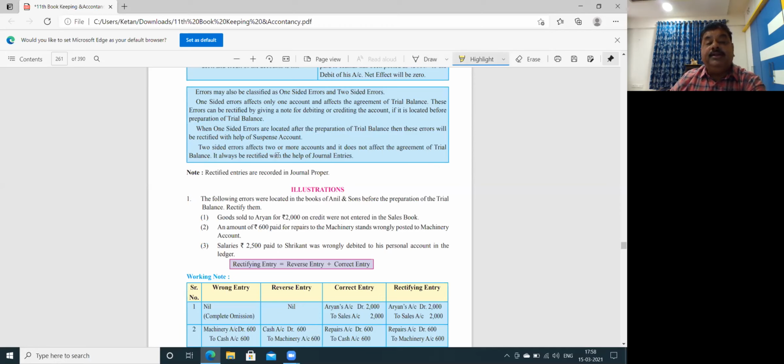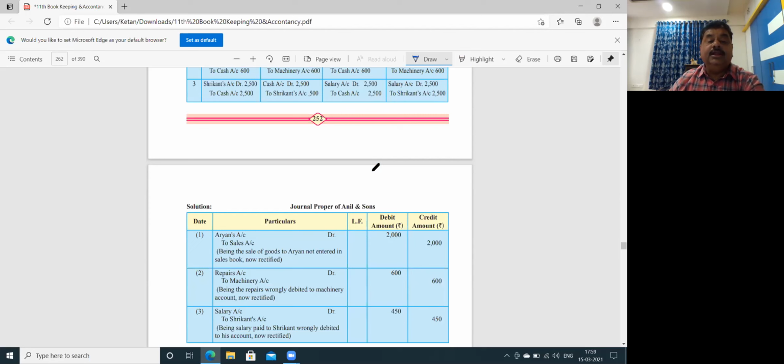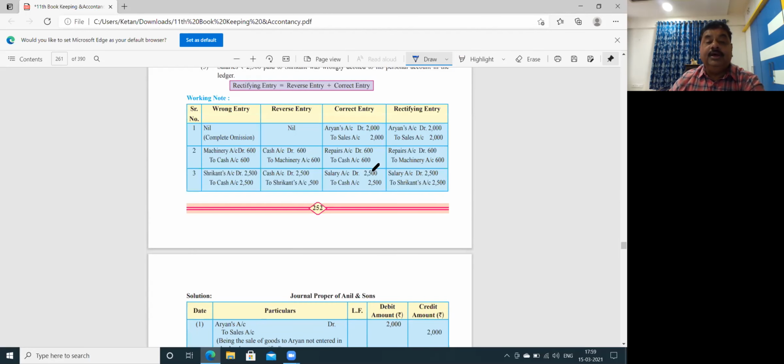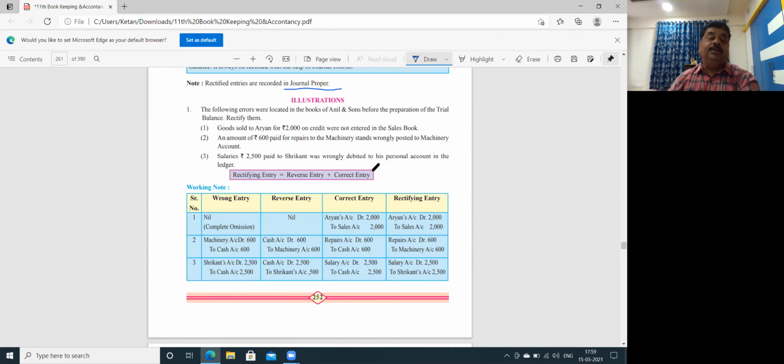Two-sided errors affect two or more accounts, and they do not affect agreement of trial balance. They are always rectified with the help of journal entries. For these you will have to pass entries. Rectification entries are recorded in the special journal called journal proper. Now an illustration is given here which I will explain to you, but not on the board, only here, just to make you understand the things very clearly.